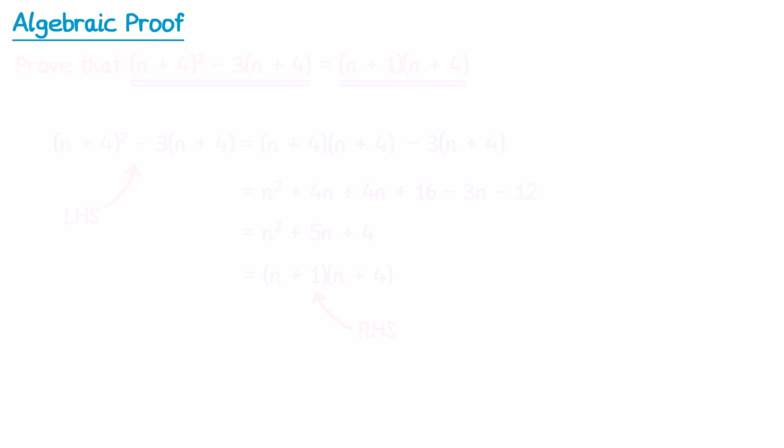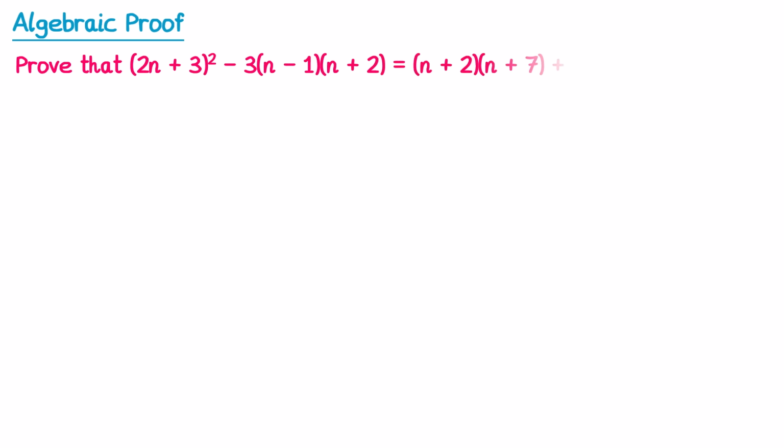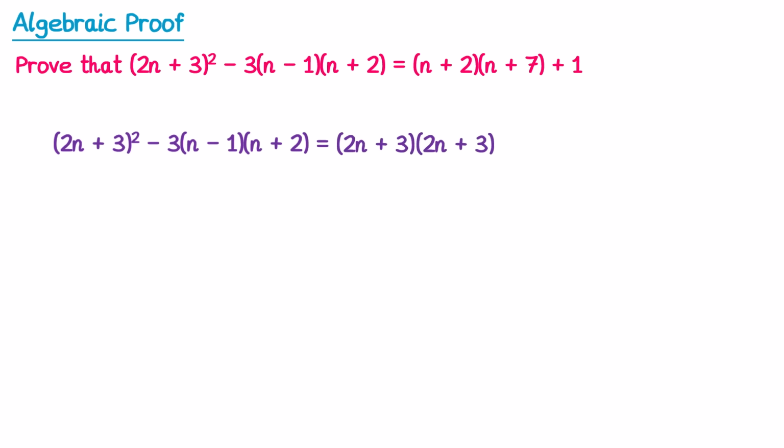Let's have a look at another example of a left-hand side equals right-hand side proof. So this time we're going to prove this. So we're going to start with what's on the left-hand side, and we're going to manipulate this so that we end up with the right-hand side. So if we start with (2n+3) all squared, that's 2n plus 3 multiplied by itself. Then we need to subtract from this 3 lots of (n-1)(n+2).